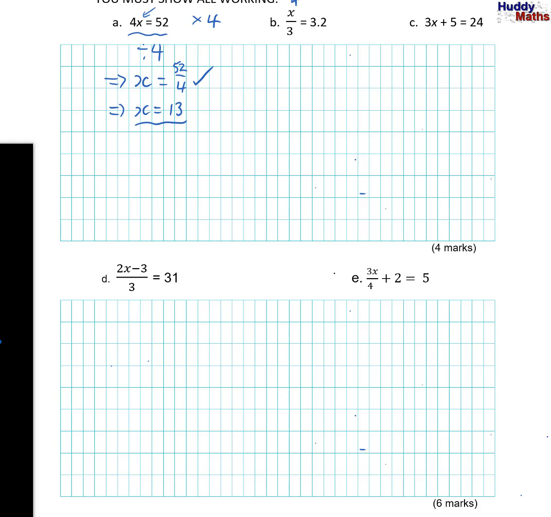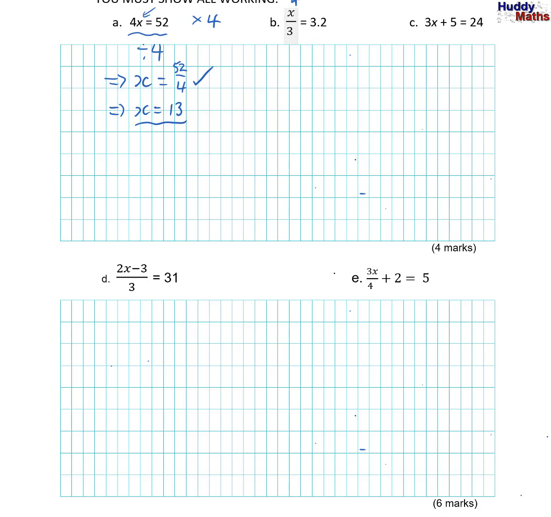For the next one now, over here, there's x. It's been divided by 3. Our job will be to reverse that step, so let's multiply both sides by 3. And if you multiply x over 3 by 3, you'd have x back again. And over on the other side, 3.2 times 3 is 9.6. So there'll be 1 mark for that. A tick means a mark here.